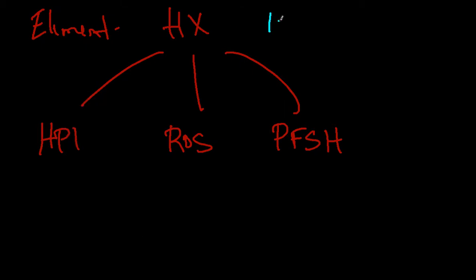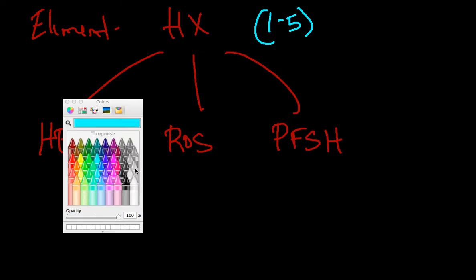So you're going to get a score between 1 and 5. You're going to use that score along with the other two elements, exam and MDM, to determine your overall bill. So let's walk through some of the scores, how you get these scores here. So let's talk about HPI first.